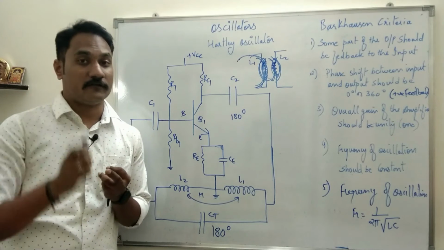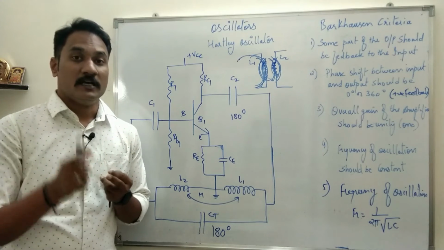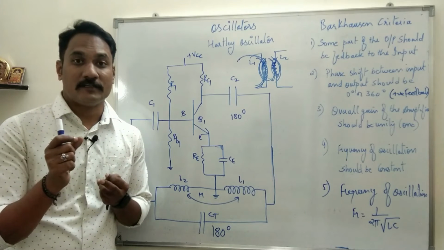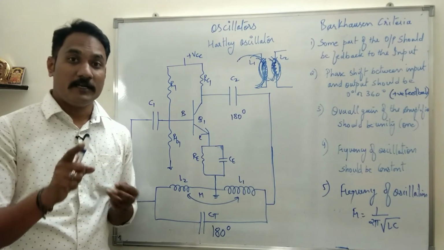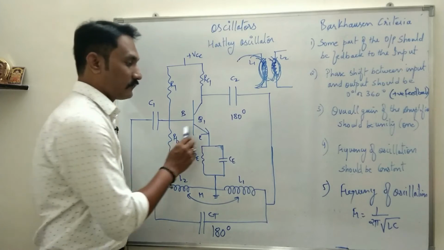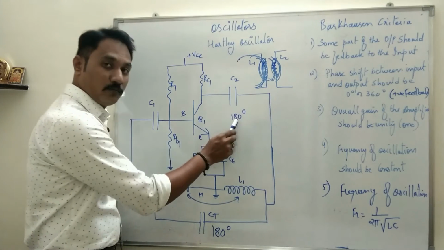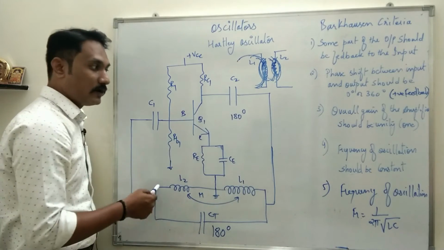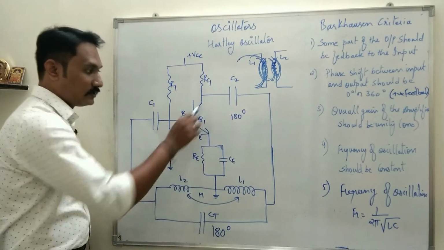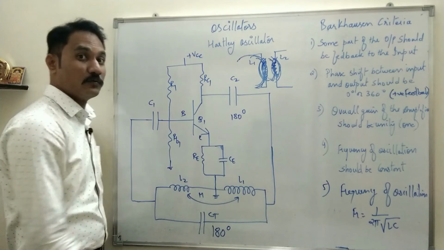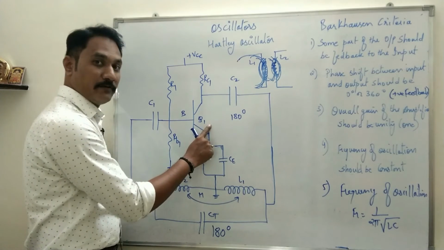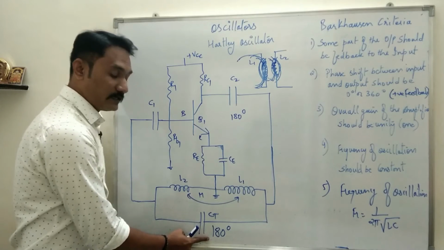Transistor configuration, if you remember that concept. Common base and common collector have 0 degree of phase shift, whereas in the common emitter configuration there is a phase shift of 180 degree between input and output. So how much total phase shift will be there between the input and output? 180 plus 180, the total phase shift between input and output will be 360 degree. 180 provided by the common emitter amplifier and 180 provided by the tank circuit.